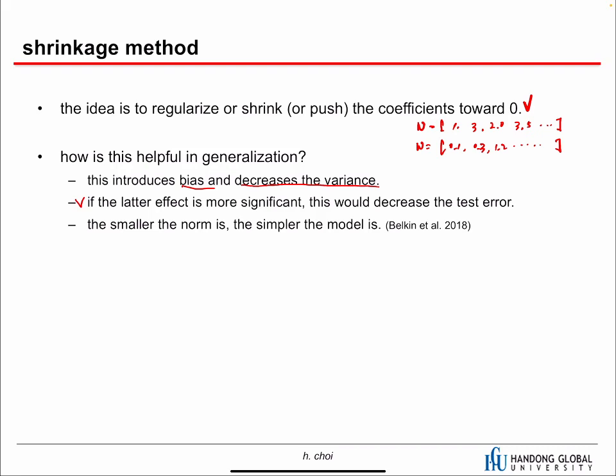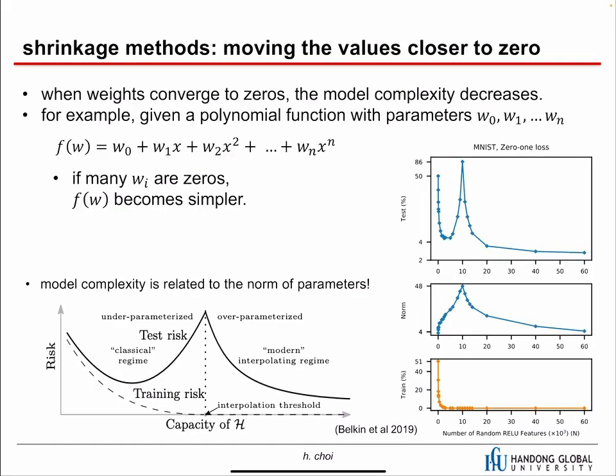Basically, the smaller the norm is, the simpler the model is. We'll talk about all these things in the following slides. The shrinkage method says we have to move the values closer to 0. And when the weights converge to zeros, the model complexity decreases.